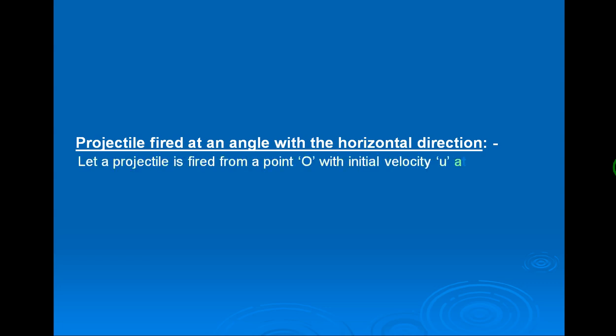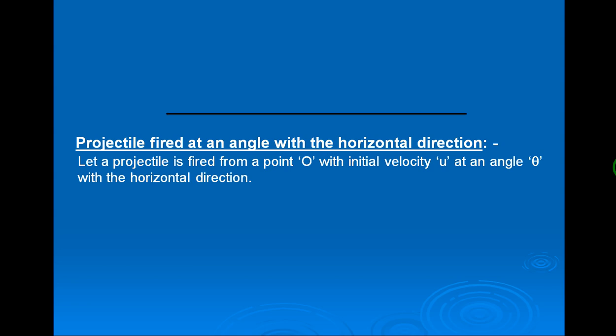Let a projectile be fired from point O with initial velocity u at an angle theta with the horizontal direction. So this is the horizontal direction, ground, point O. A projectile is fired with initial velocity u at an angle theta with the horizontal direction, and it will move like this and again strike the ground at point A.